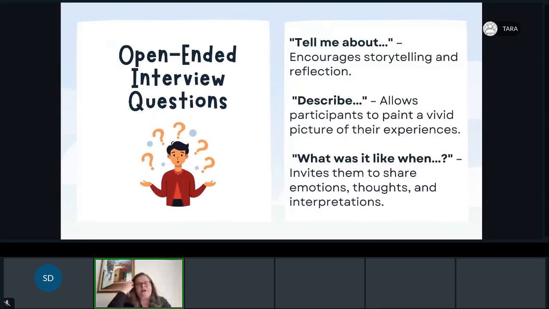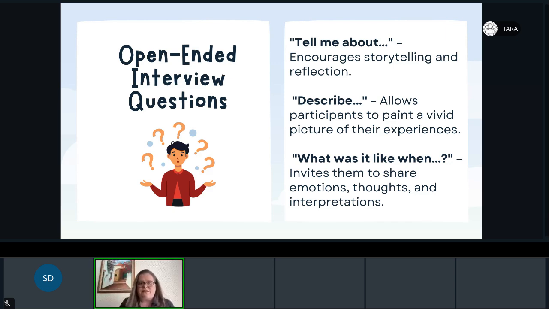Once the key topics are established, the next step is to develop some initial open-ended questions that invite participants to share their responses and their perspectives. It's their experiences in their own words. And the goal is to capture their unique perspective, their individual way of making meaning.